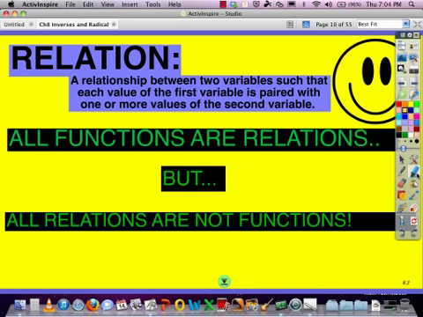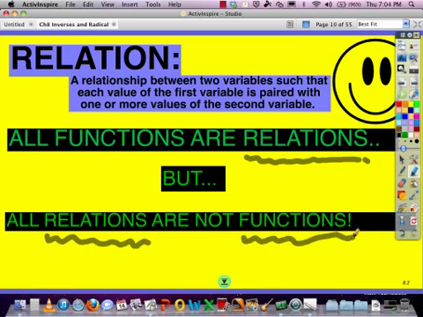So see if this makes sense based on our previous definitions, and that is all functions are relations. So every function that we used to talk about is a set of ordered pairs. But all relations, any set of ordered pairs, are not functions, because in order to have a function, you have to have a specific characteristic of things going on in your ordered pairs. So that's a good true and false question. All functions are relations, but all relations are not functions.